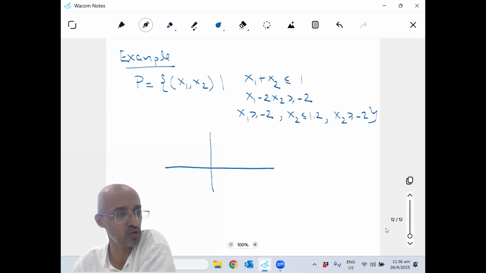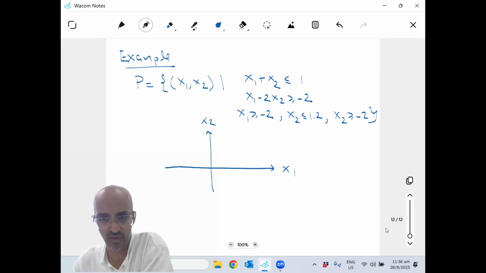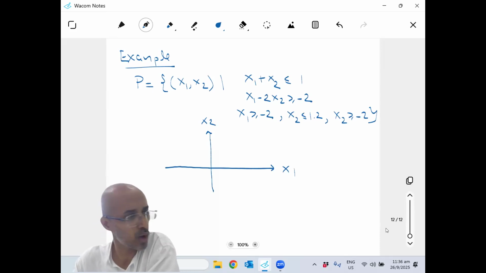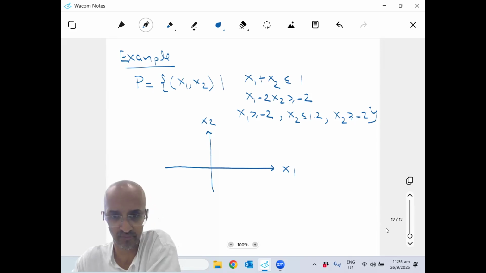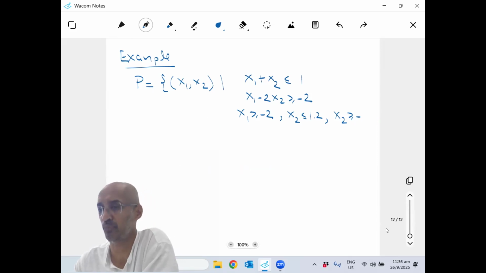So let's just plot this out. This is x1, that's x2, x1 plus x2 less than or equal to 1, yes. Okay, maybe you can do the geometry on your own. I'll do the algebra here. You can plot it on your own later.